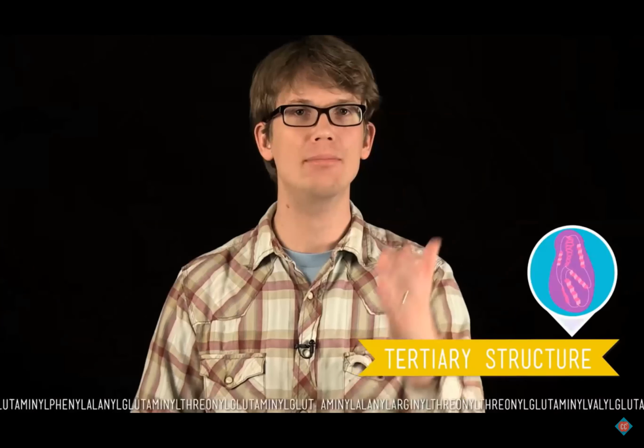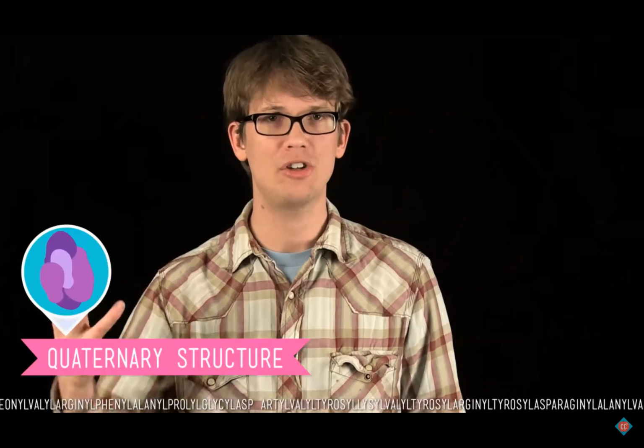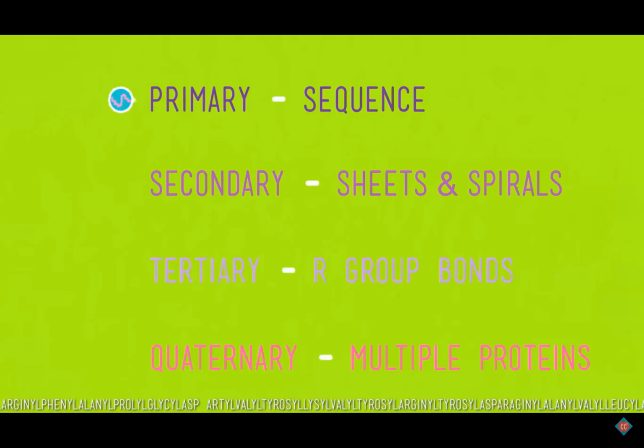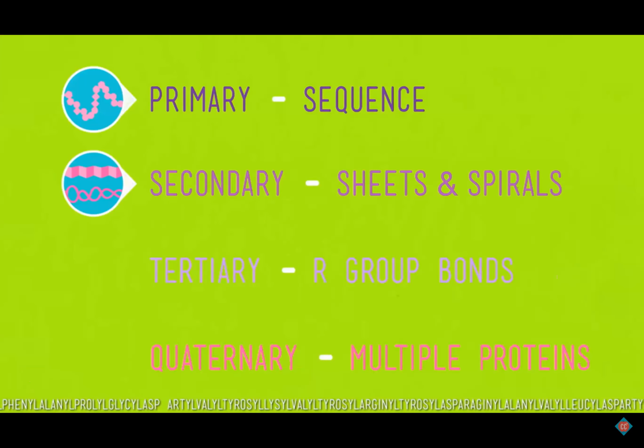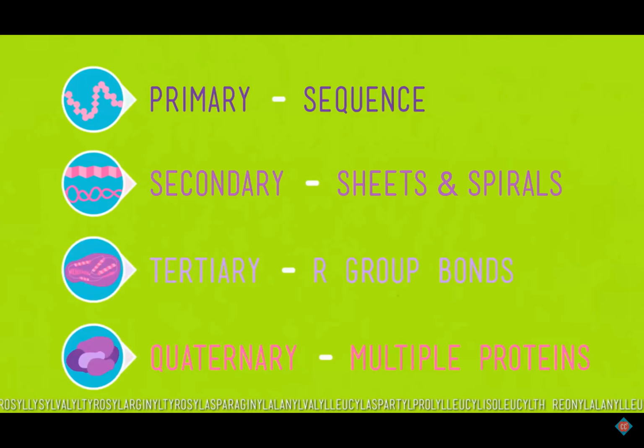So now we have a massively contorted polypeptide chain, and it actually contorts very precisely. Sometimes just one chain is what makes up the whole enzyme or protein. In other proteins, like hemoglobin, several different chains come together to form a quaternary structure. So, quick review of structure. Sequence is the primary structure, the backbone of hydrogen bonds forming sheets and spirals is the secondary structure, R group bonds are tertiary, and the arrangement of multiple proteins together is the quaternary structure.